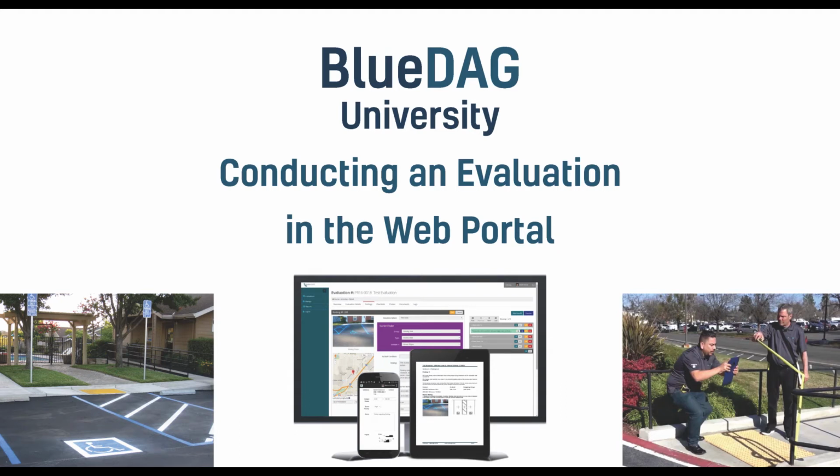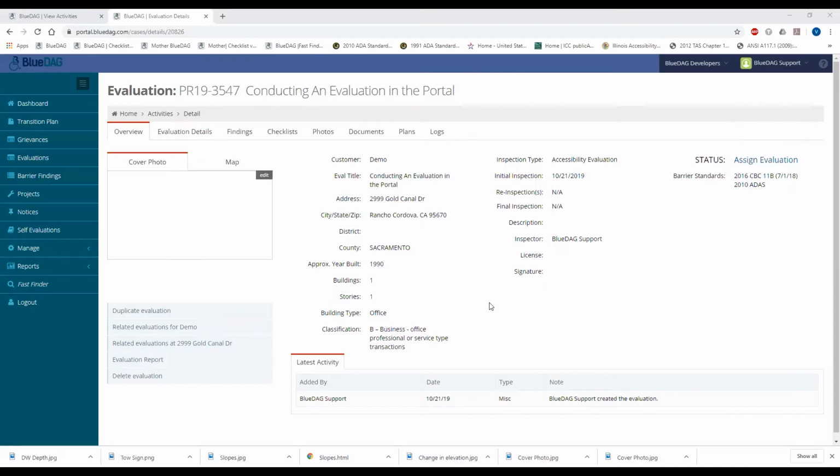Today in this video, we're going to go over how to conduct an evaluation using the web portal. In a separate video, we'll go over how to conduct an evaluation using the BlueDAG mobile app. What we want to do is make sure all our general information is correct, and if not, we can make changes in the Evaluation Details tab.